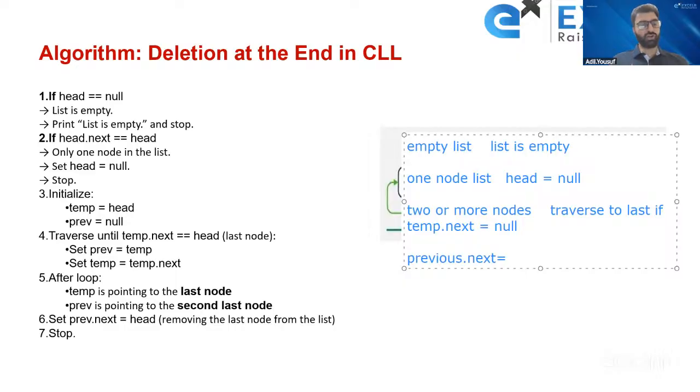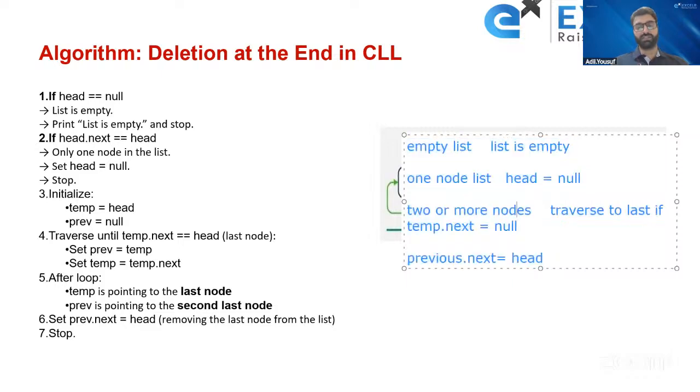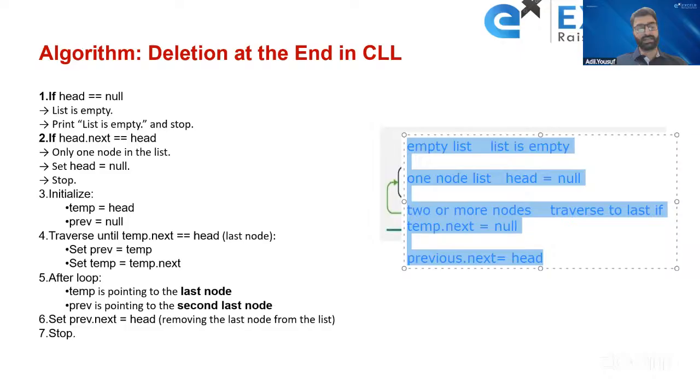No, previous dot next should not be temp. If you go to the algorithm, at the last line, when I am deleting the node, previous dot next should point to head. When this points to head, it means the list is a circular list. So this is actually the flow, or I can say the summary scenario. You can take a screenshot of it. If you understood it, that is the story of the circular linked list.